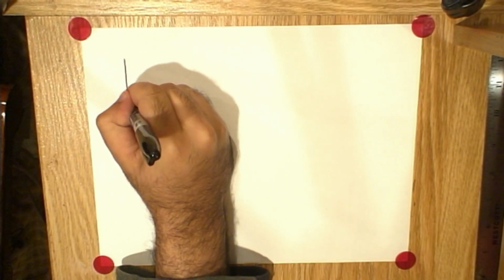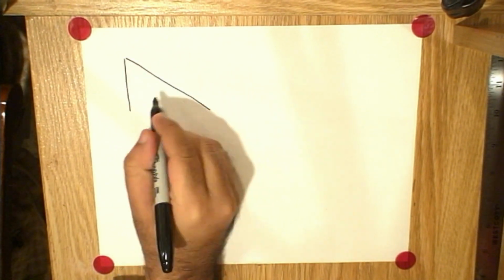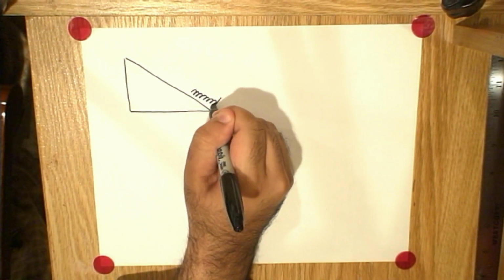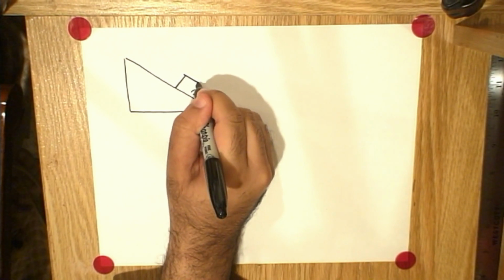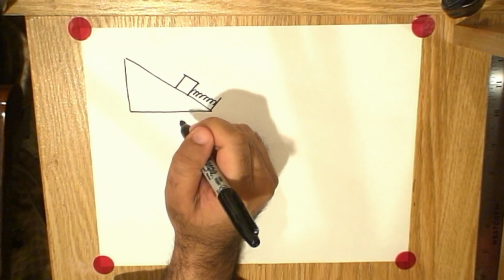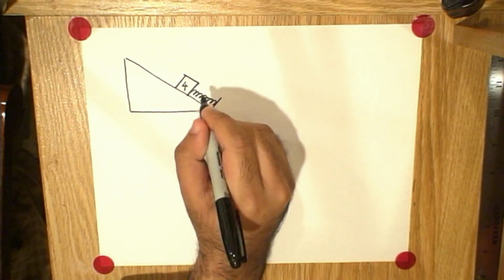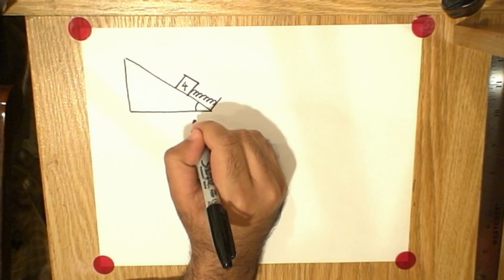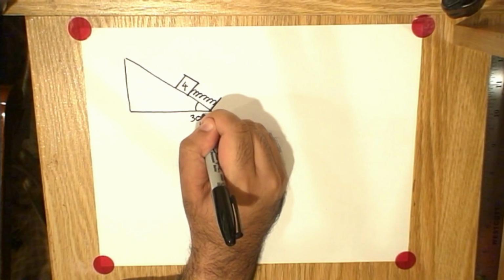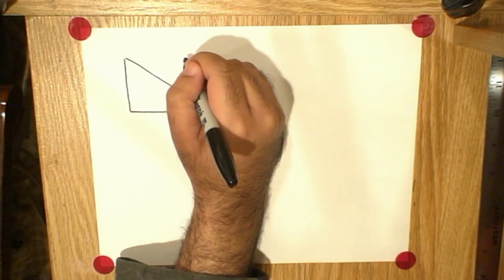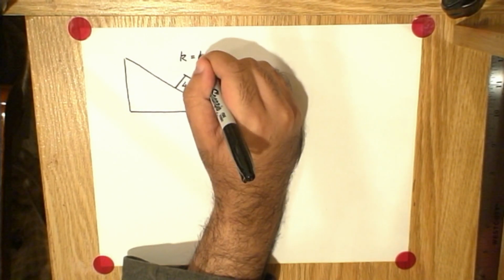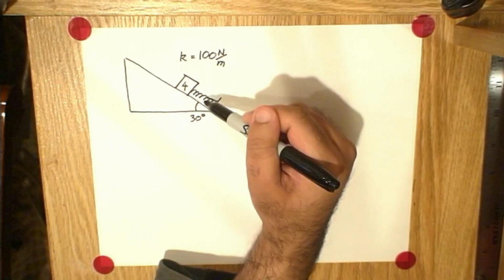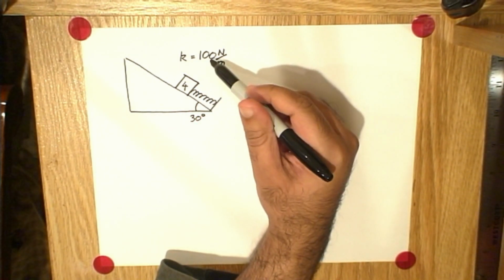In this question, we have an object which is sitting on a ramp, and it is supported by a compressed spring. The object has a mass of 4 kilograms. The inclination of the ramp is 30 degrees. The spring constant, k, is 100 newtons per meter. That's not a very stiff spring. That's a pretty flimsy spring right there if the spring constant is only 100.